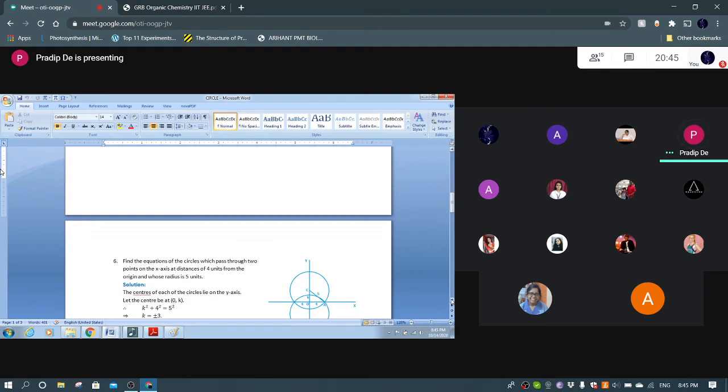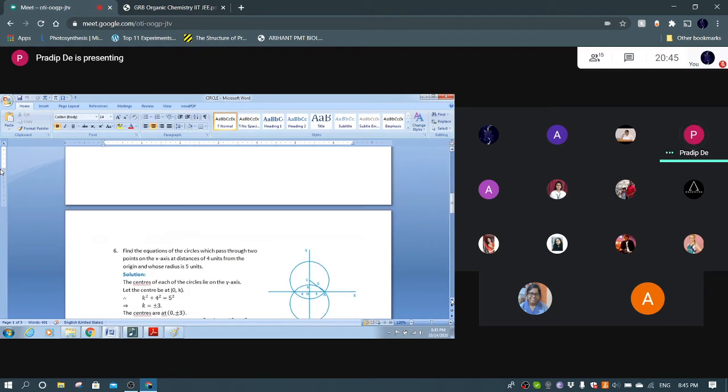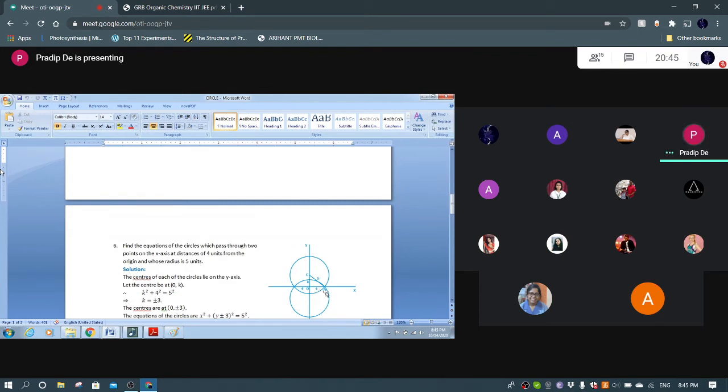See, I have drawn 2 such circles. Look at the 2 circles: they cut the x-axis at 2 points. I marked A at the point on the right side. There is another point on the left side; I didn't mark it. But this OA is 4 units. Similarly, the point on the left side is also 4 units. That means basically the circle is cutting the x-axis at 4, 0 and -4, 0. There are 2 such circles.